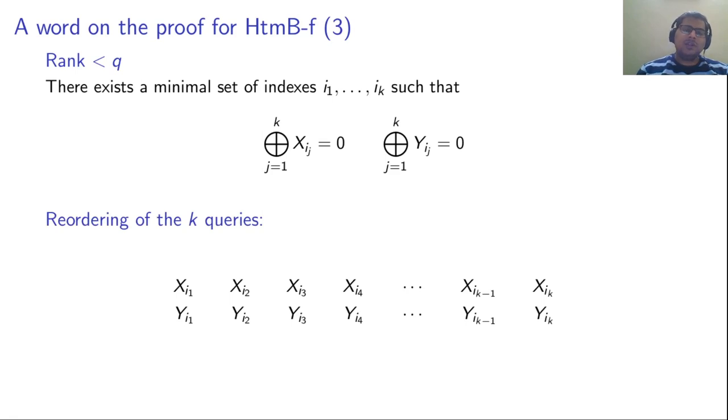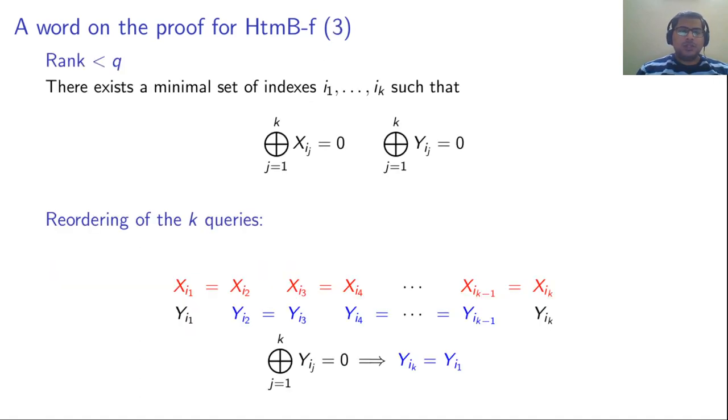So let's see how this circular relation is defined for this rank less than Q. Basically, we reorder the k queries pertaining to this minimal set of indices i1 to ik such that xi1 equals xi2, yi2 equals yi3, xi3 equals xi4, and so on, up to xi(k-1) equals xik. So there is an alternate shift between the equalities, and finally what we have is that the last output, the yik value, collides with yi1 because the sum of all y values is 0.